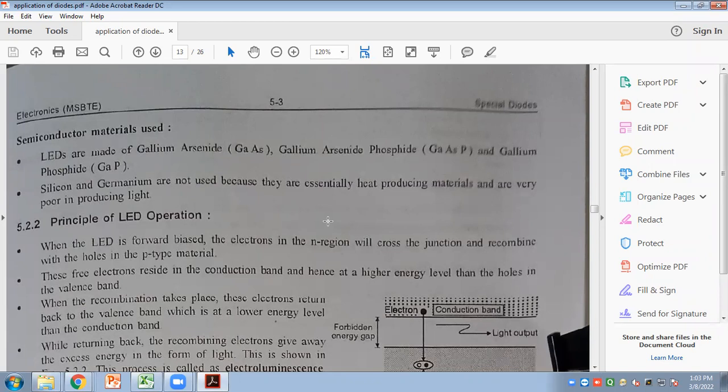The commonly used materials are silicon and germanium, and those will be used for the formation of the p-n junction diode. These materials do not have the ability to generate light, so they will not be used for light generation. For 2 marks there will be a question: what are the different light emitting materials available? First are gallium arsenide phosphide and gallium phosphide.